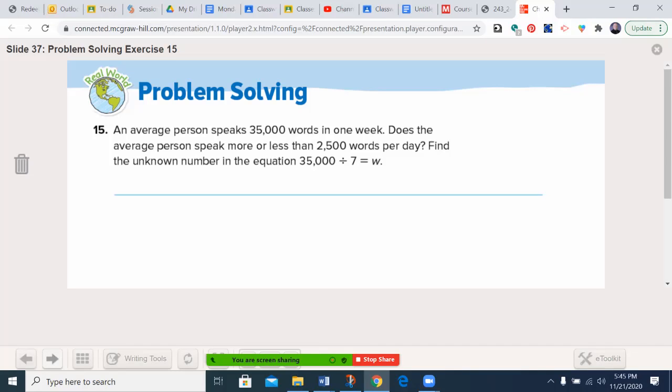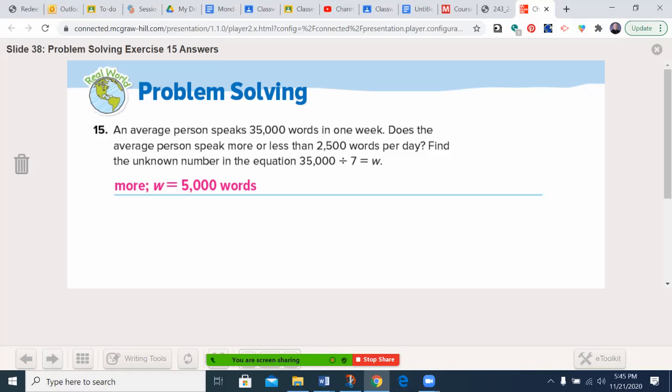Welcome back. What did we get? More. It's 5,000 words a day. And I would remember this by saying 7 into 35 is 5, and there were 3 zeros. So this is one you actually could have probably solved mentally. But notice that they added the word words because you want to include your labels.